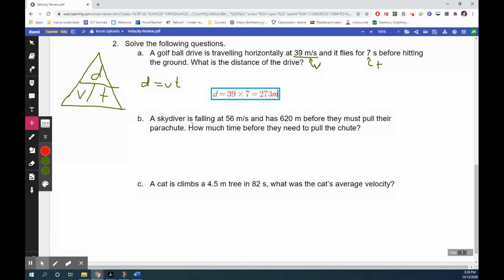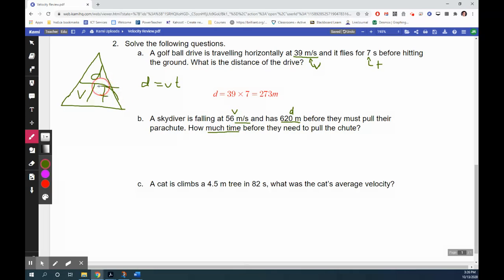A skydiver is falling at 56 meters per second. What kind of unit is that? This is meters per second. That's a speed. That's a V. And it has traveled 620 meters. They have 620 meters before they must pull their parachute, okay? So they know how far they can fall. And this is how far. Notice what I said there without even thinking. That's distance, okay? And how much time before they need to pull their chute.